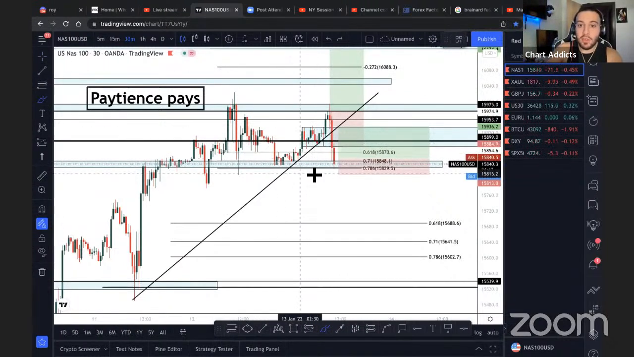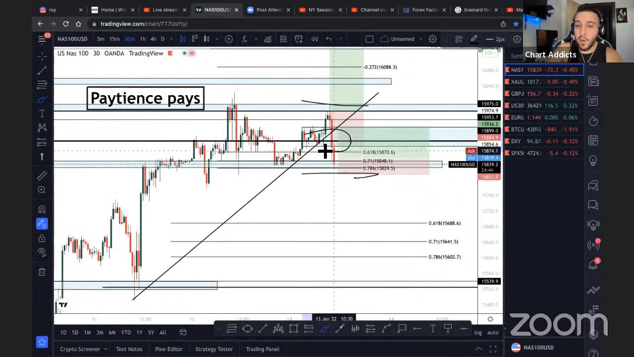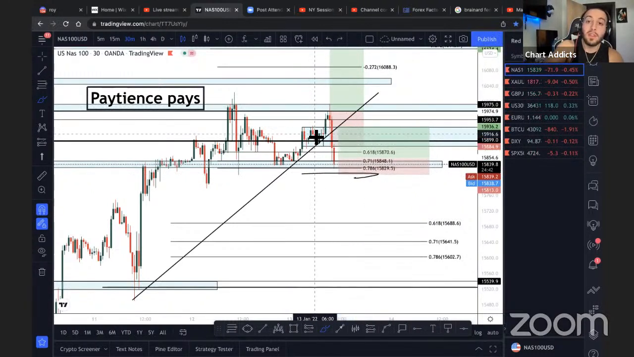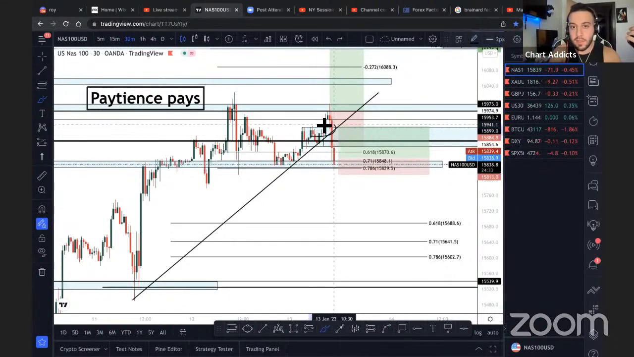Buying in the middle of the range. So here's the low, here's the high. Buying in the middle of the range, also a bit of a gamble, but there were a lot of confirmations there. Third touch on the trend line, 61.8, bullish momentum. So there were at least confirmations there. So I actually don't have any regrets about this trade.